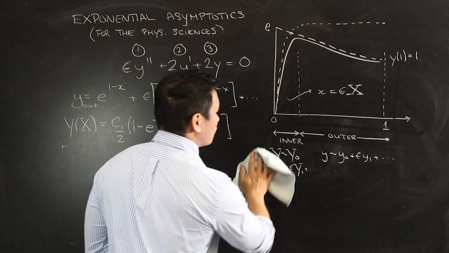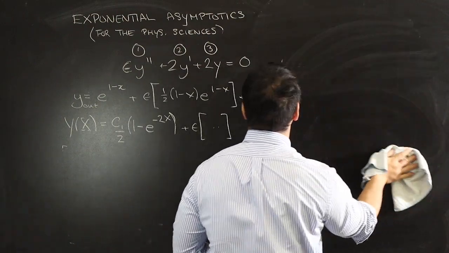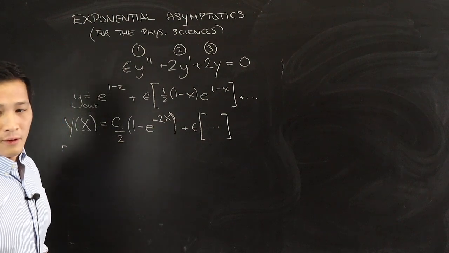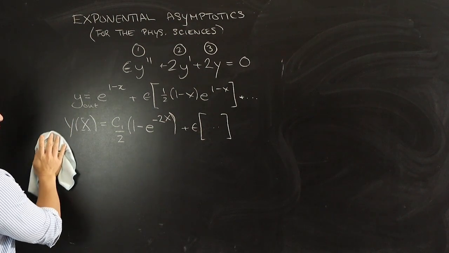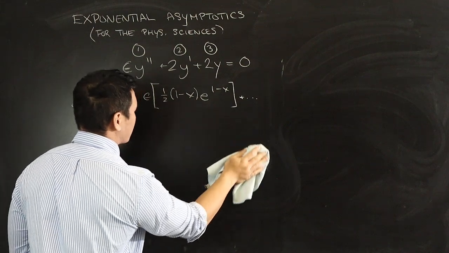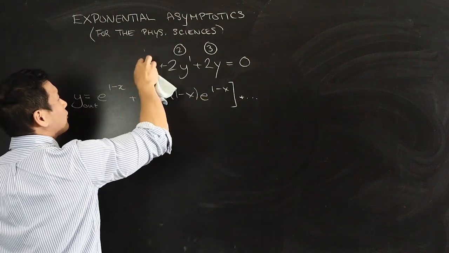Okay, I'll erase the picture here. And then, because I need the space, I'm going to write the inner solution. I'll write that above. We won't need these ones anymore.